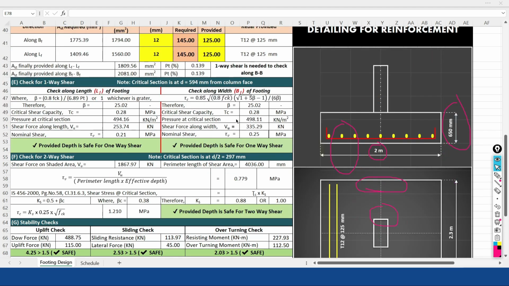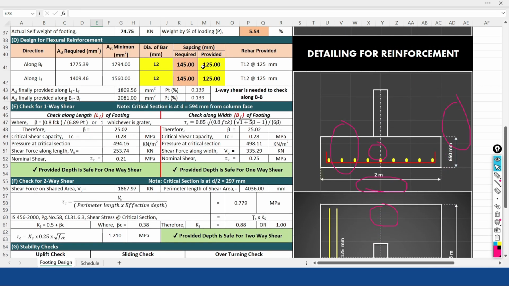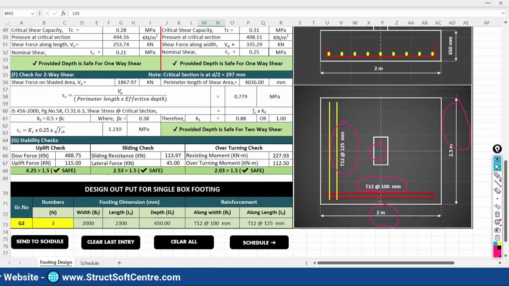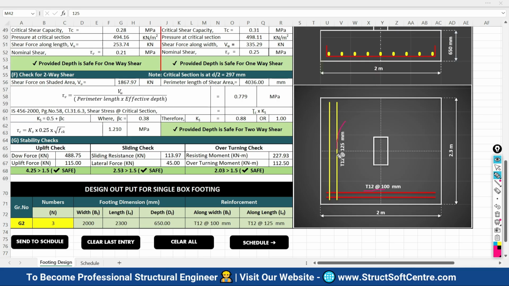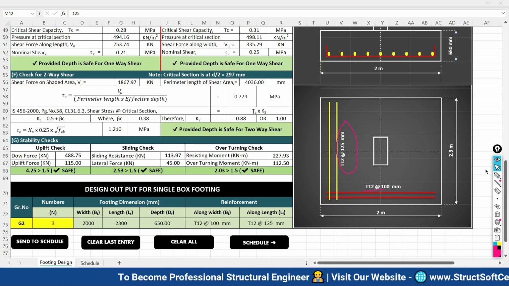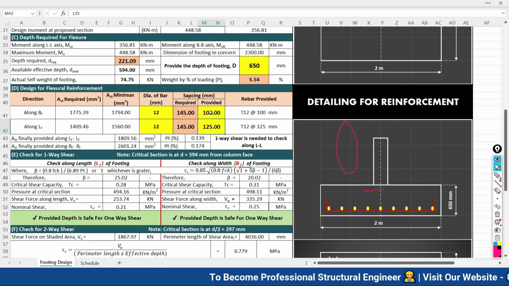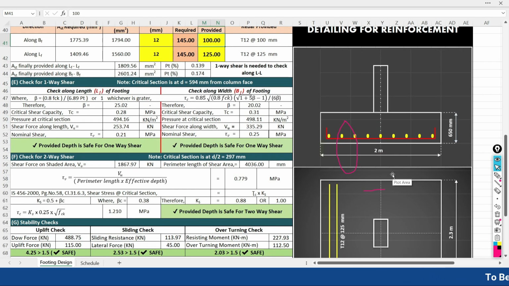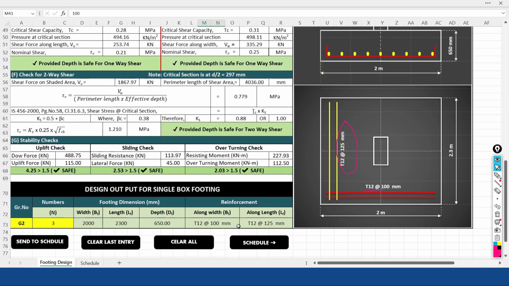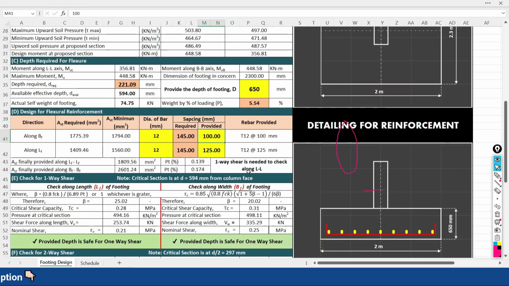If you are going to make any change, suppose along the width you choose 100 mm spacing, accordingly here it is going to update: along the width 12 mm diameter bar at 100 mm center to center, along the length 12 mm diameter bar at 125. So whatever you choose while designing is going to update in your detailing, and it is going to update in your schedule. So in respect of your design, everything is going to be prepared.